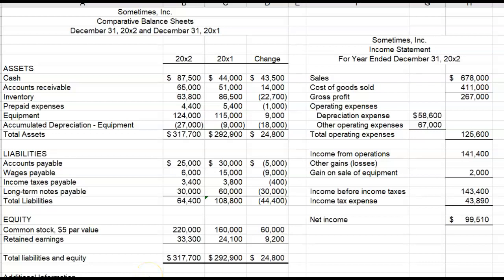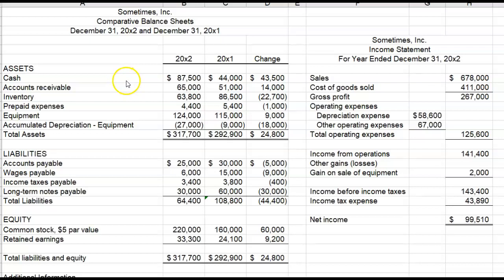Hi everybody, welcome back to the exam number 2 study guides. In this video, we're going to create a statement of cash flows for Sometimes Inc. Please make sure that you download and print the Sometimes Inc. information, the data sheet.